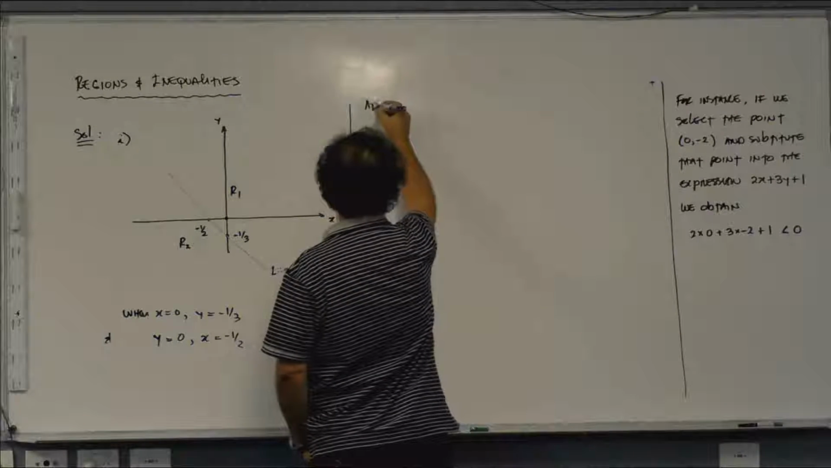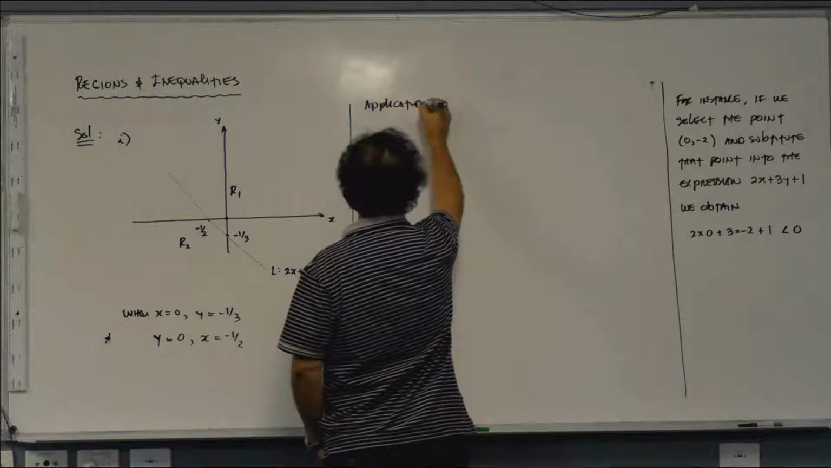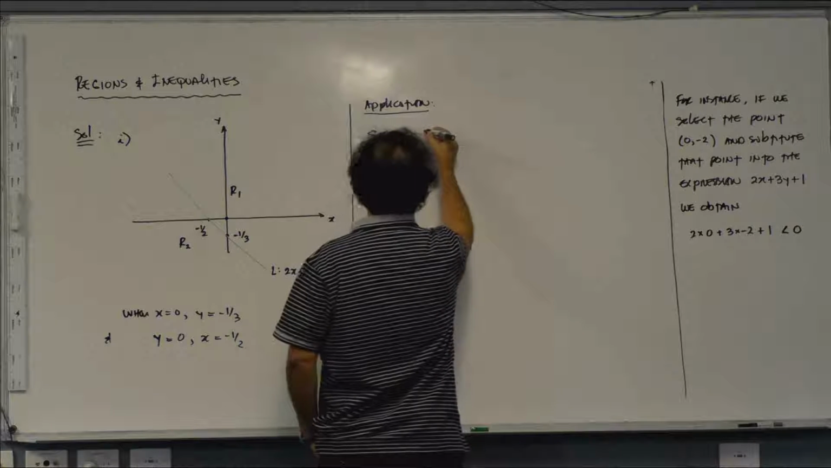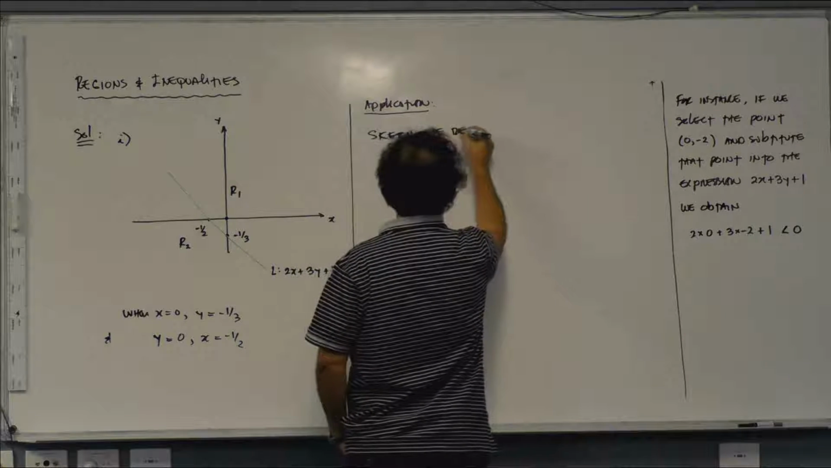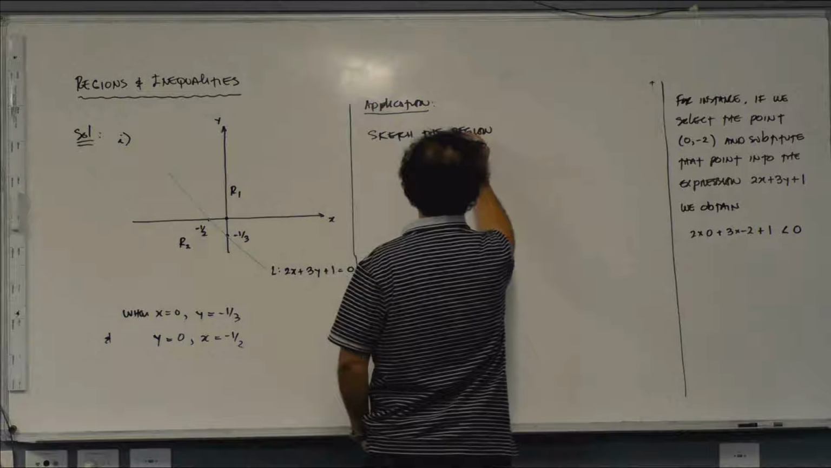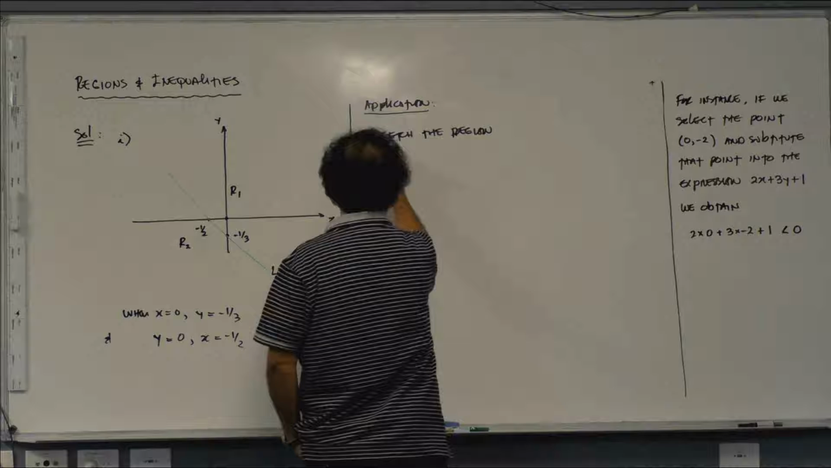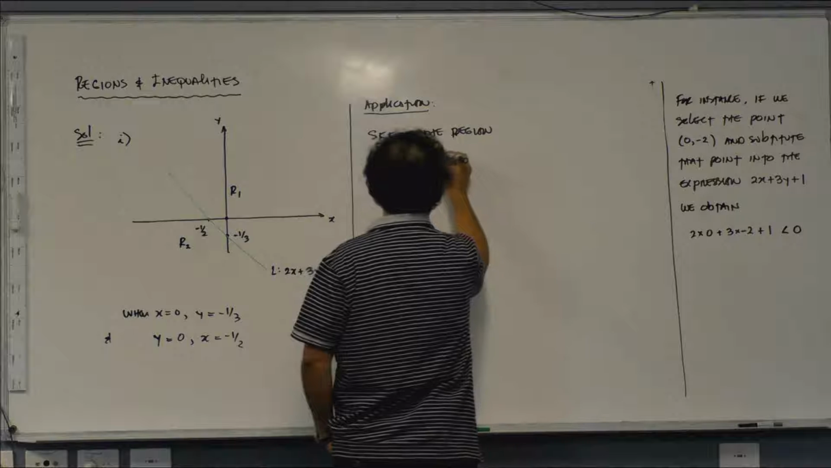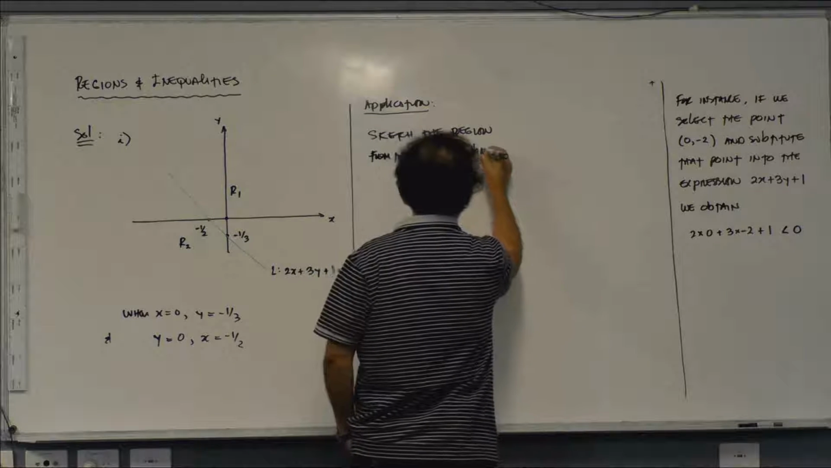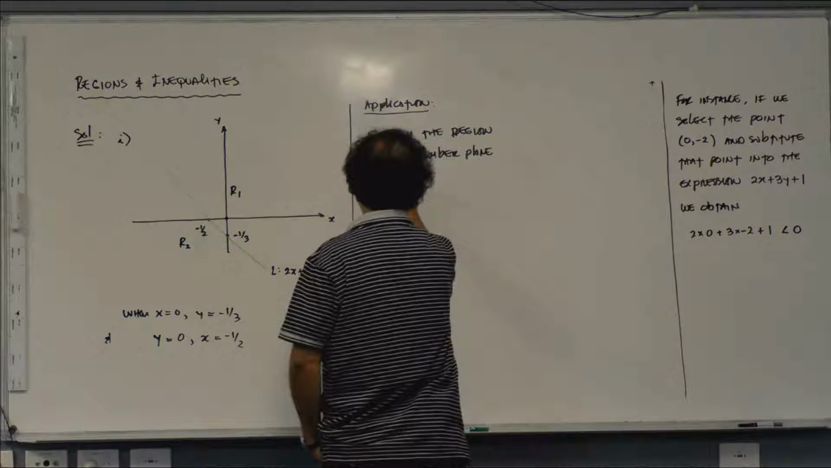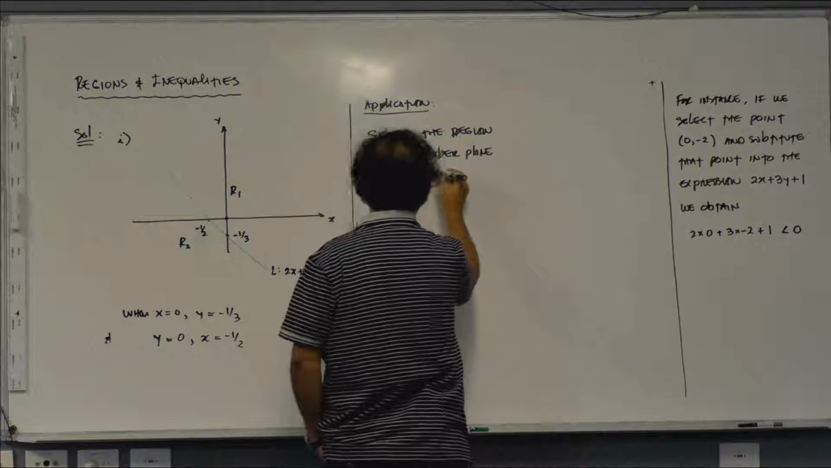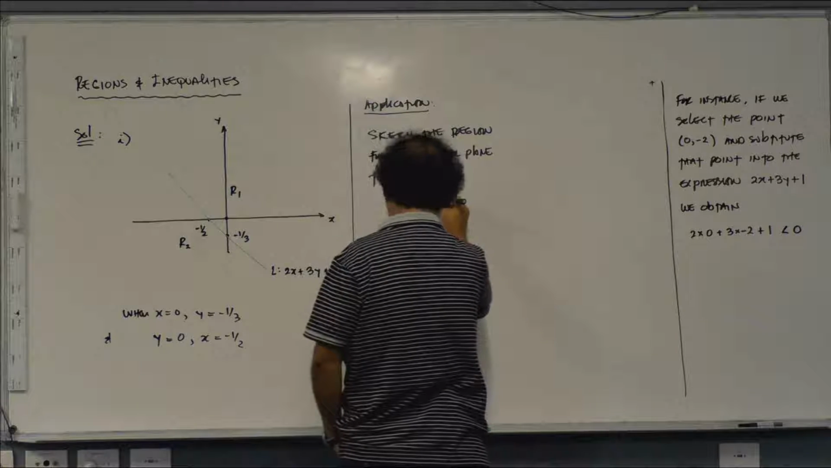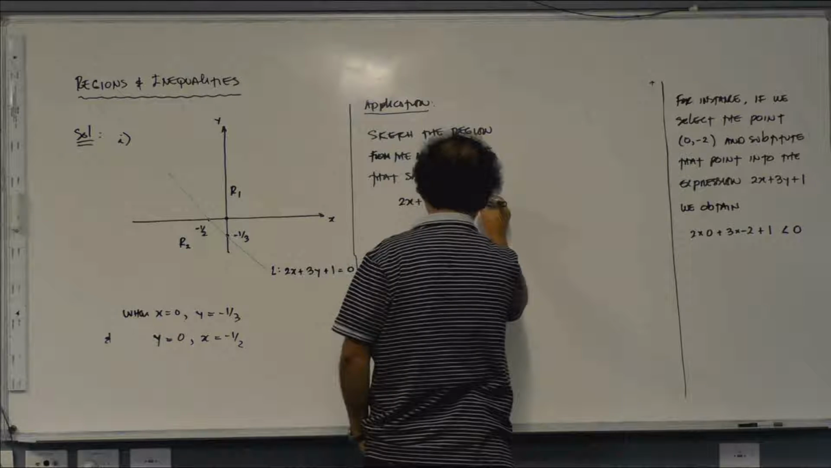So application, we're going to say application. Sketch the region from the number plane that satisfy 2x plus 3y plus 1 greater than 0.